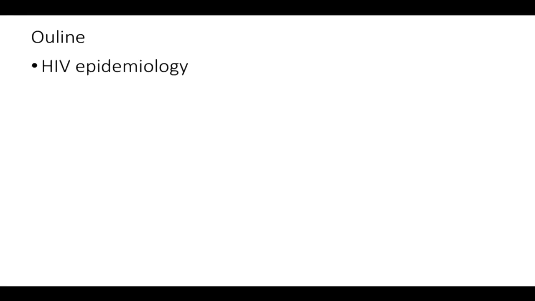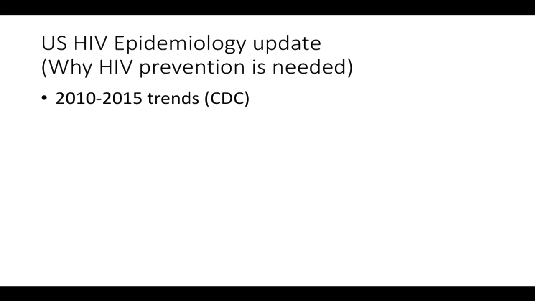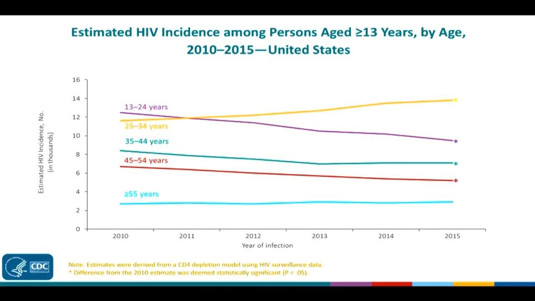So let's start by talking about HIV epidemiology, and this will provide an opportunity for us to think about why HIV prevention is important. I'll start by showing trends of HIV incidence in the United States, and I think it's really important as we look at a 6-year time frame to examine how incidence trends have changed over time, and hopefully this then informs why HIV prevention is important.